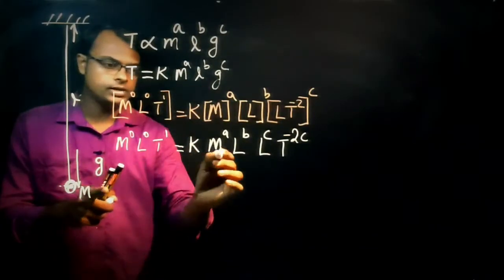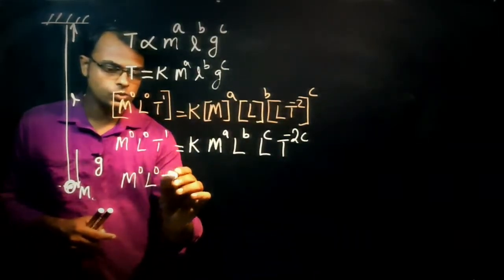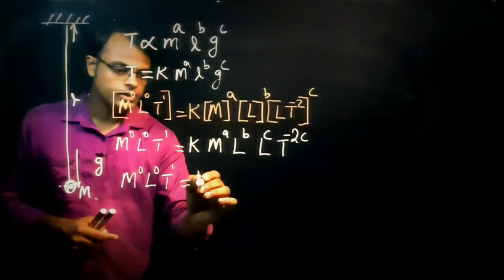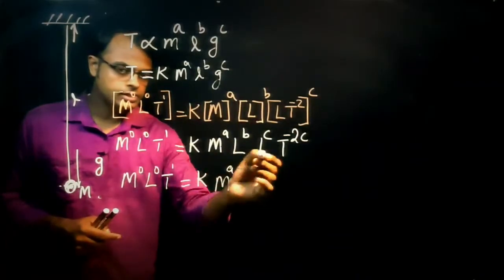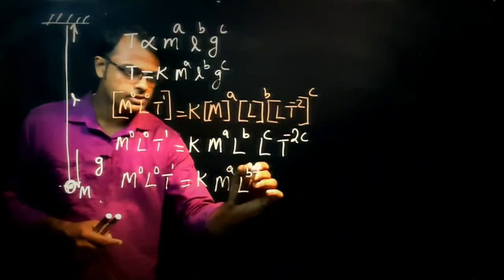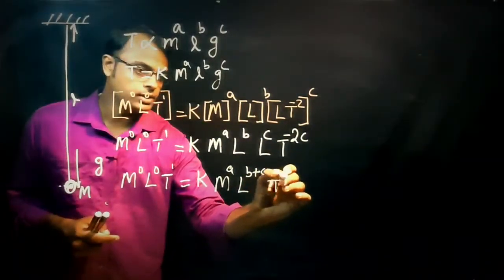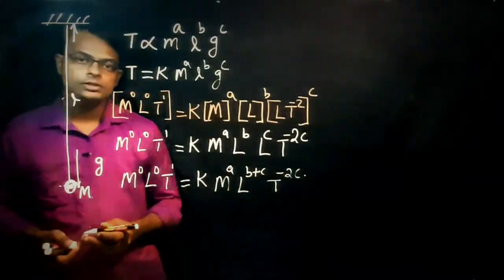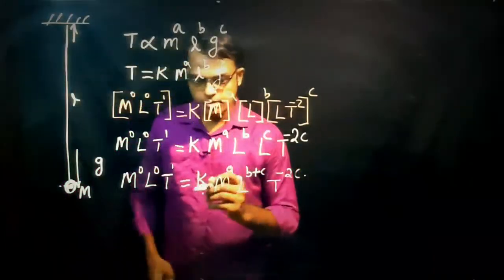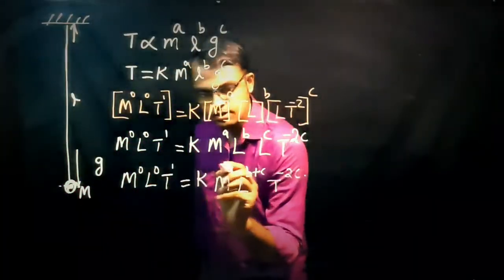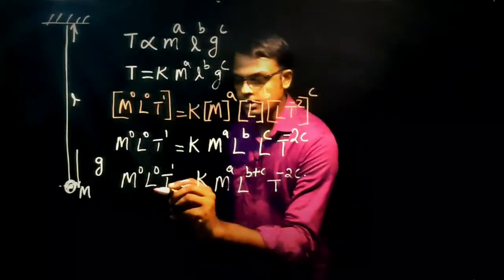The left hand side is in terms of MLT, and the right hand side is also in terms of MLT. So M to the power 0, L to the power 0, T to the power 1 is equal to K into, how many M terms are there? Only one, so M to the power a. How many L terms are there? Two terms, so the powers must be added: L to the power b plus c. And the last one, T to the power minus 2c. Now compare: a is 0, b plus c is 0, minus 2c is 1.